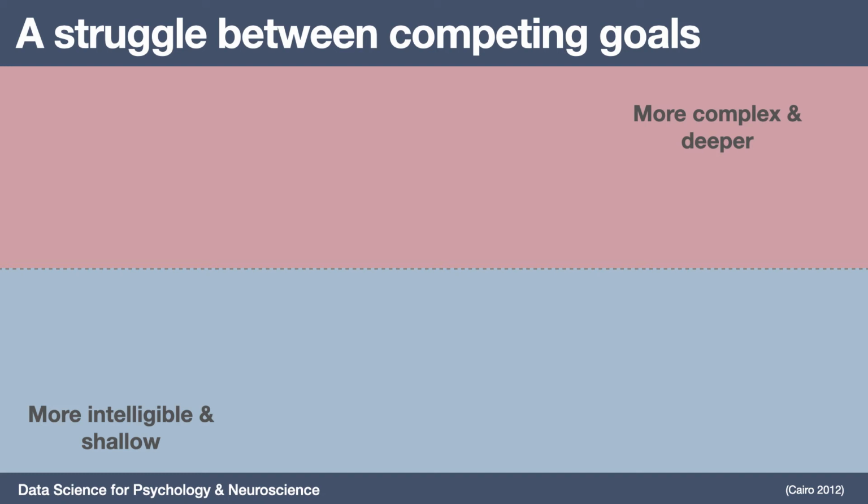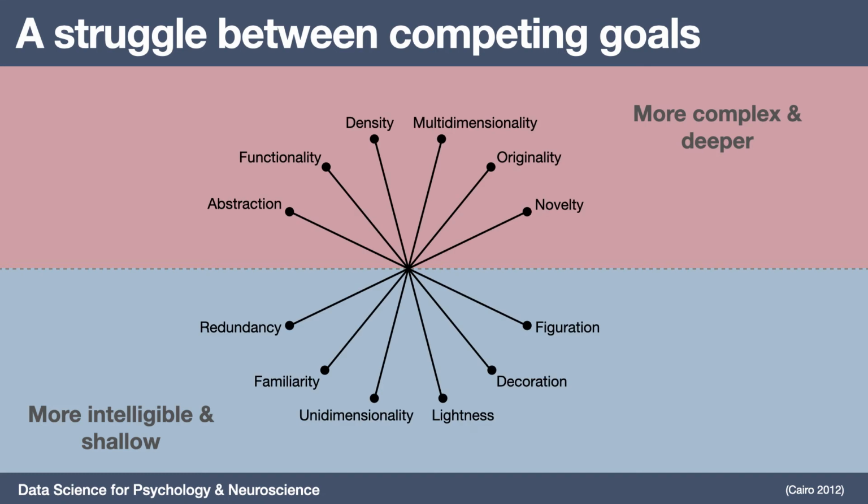So Cairo proposed the visualization wheel as a way of thinking about the dimensions that you're trying to balance between complexity and depth and intelligibility and shallowness. And the idea is that any individual data graphic is balancing these competing tensions along these different dimensions. So I'm going to go through a series of examples on each one of these dimensions using data from the psychological or neuroscience literature.